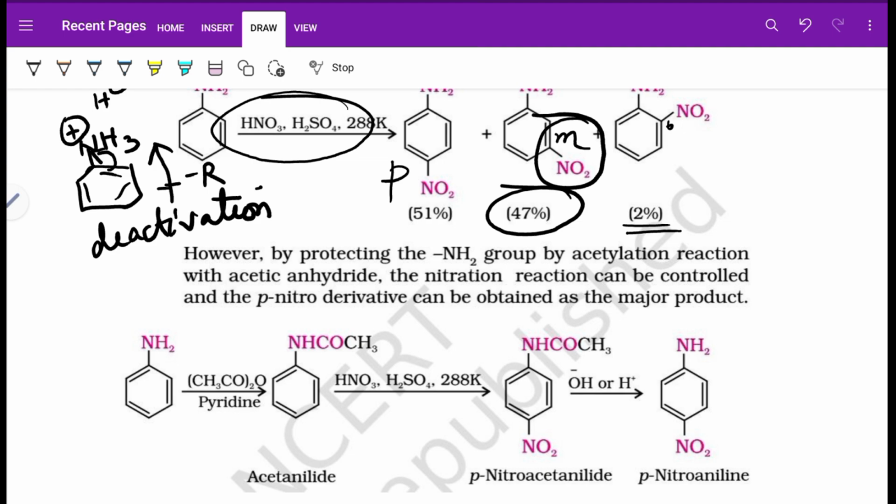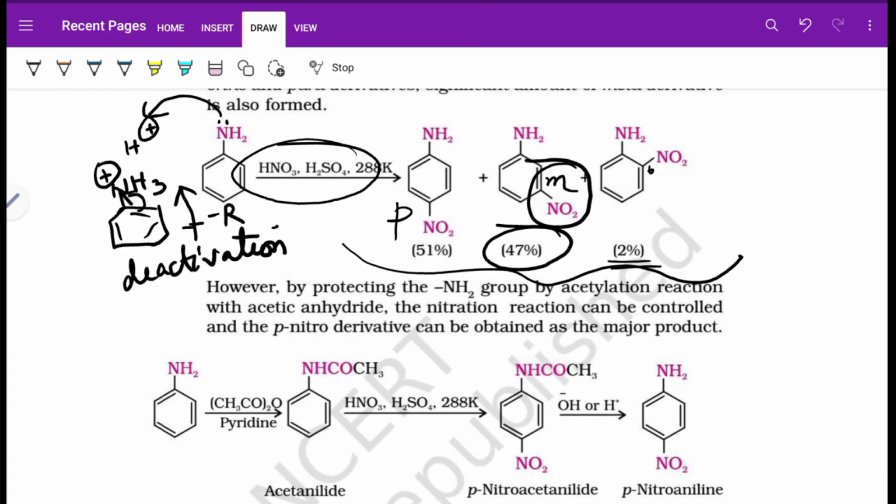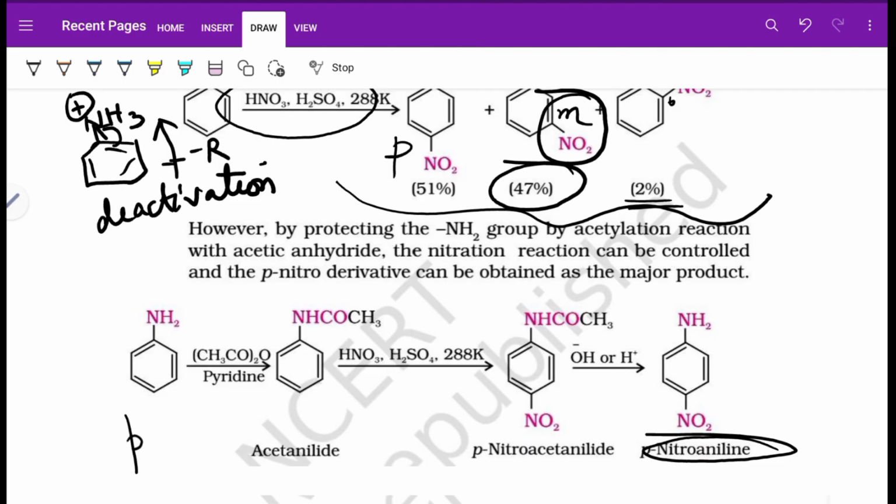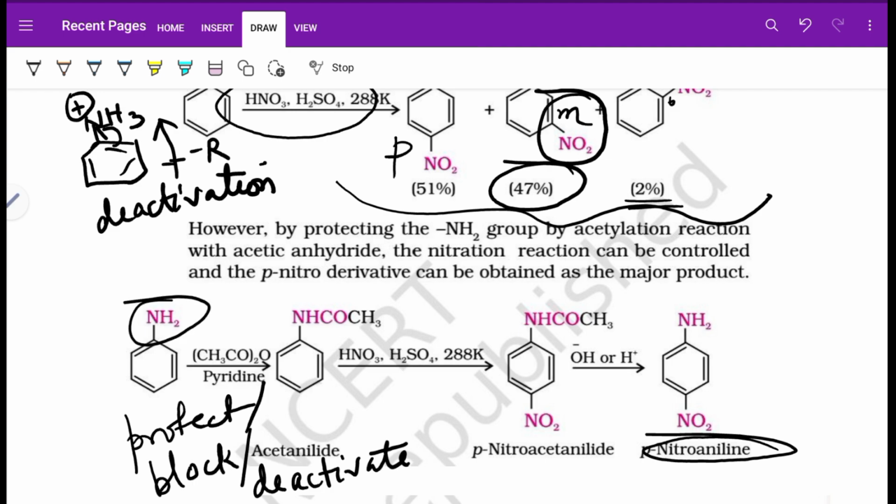Now, if I don't want this tri-product, a mixture of products, and I just want a para product to be the major product, what I need to do is, first I need to protect the NH2 group, or I can say I need to block or deactivate or less activate the NH2 group by the acetylation method in the presence of pyridine in order to remove the HCl that is formed, or here in order to remove the acetic acid that is obtained, in order to increase the rate of the reaction.